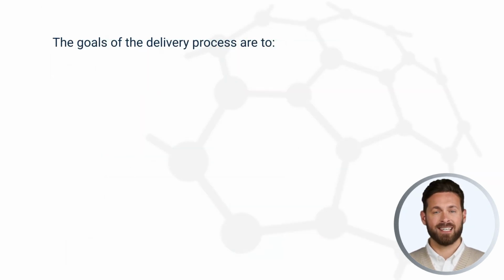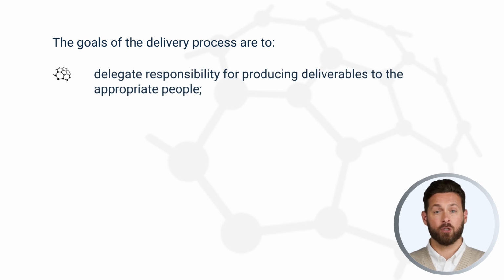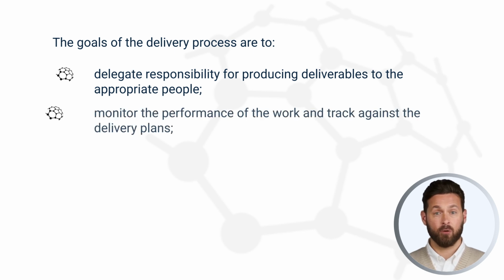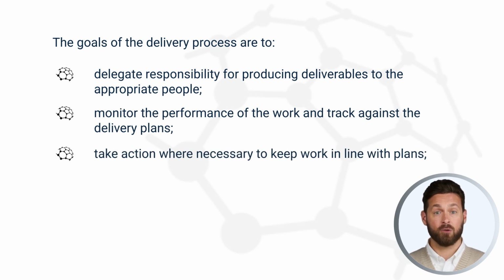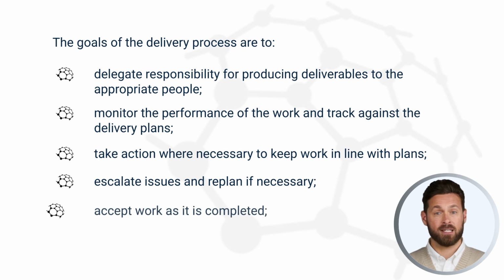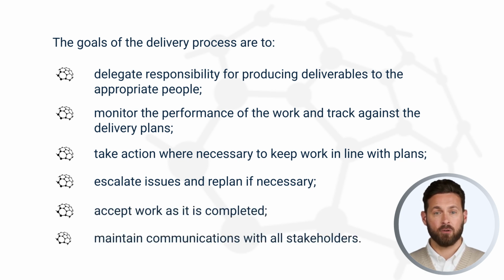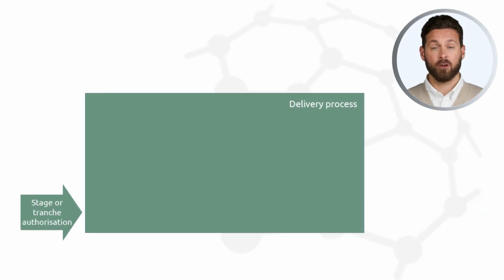The delivery process has 6 goals. These are to ensure that responsibility for delivery is delegated to the right people, monitor progress and track this against the delivery plans, take action to keep in line with plans and also update plans to reflect agreed changes to objectives and how to achieve them, escalate issues when progress moves outside of delegated tolerances, formally accept completed work, ensure stakeholders are appropriately informed of progress and changes. The delivery process is triggered by the authorization to start delivering a project stage or a program tranche.